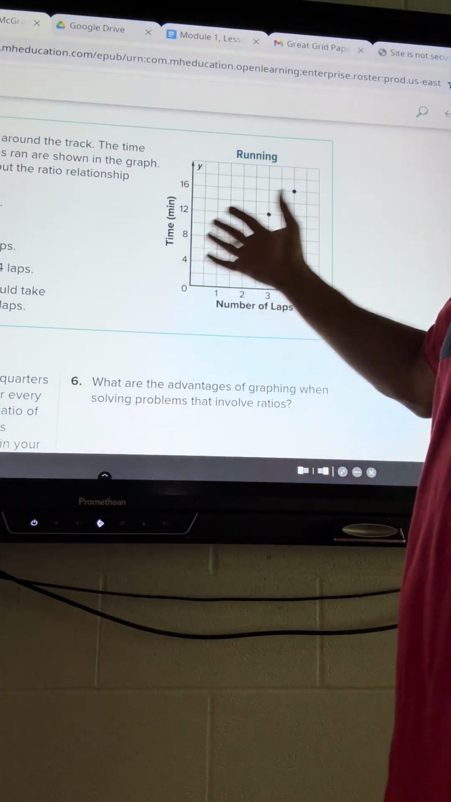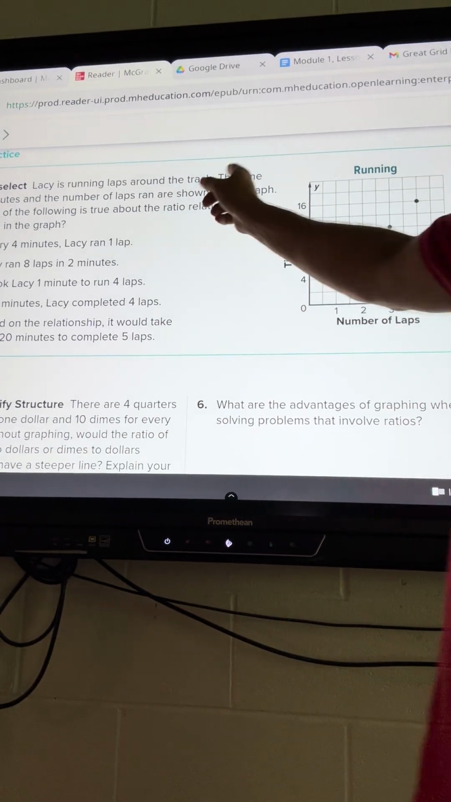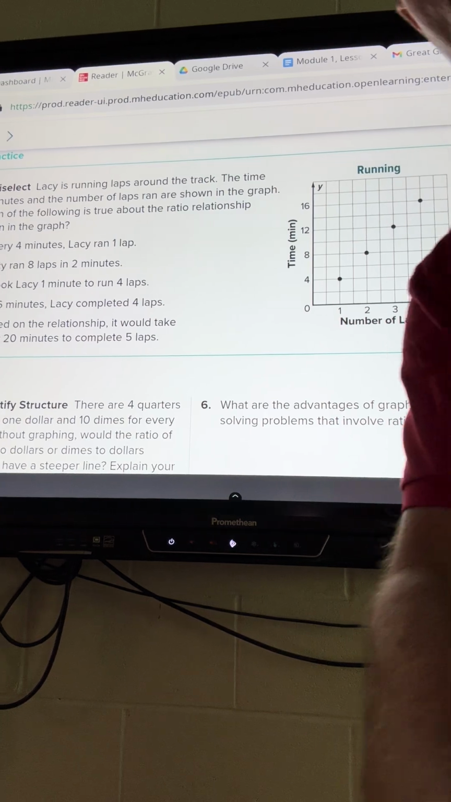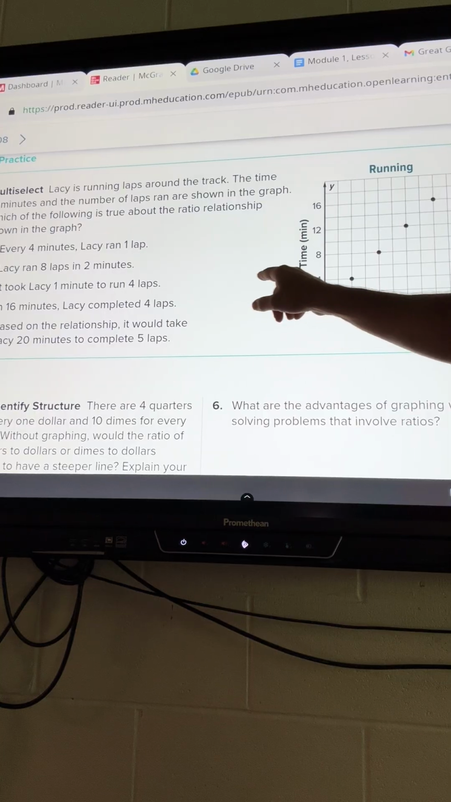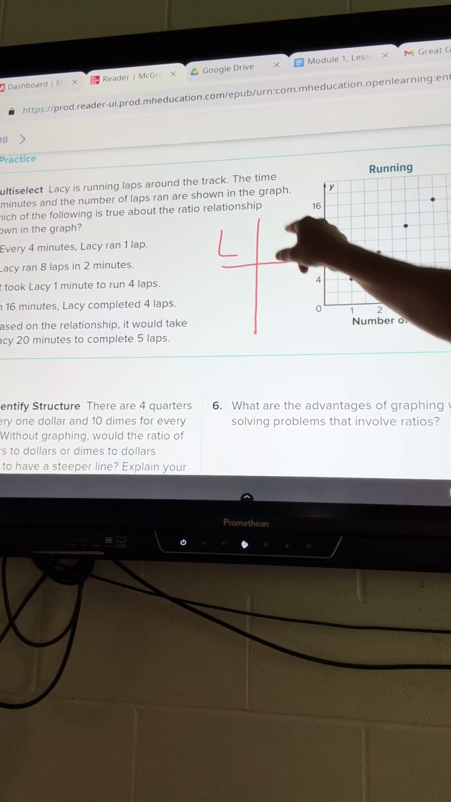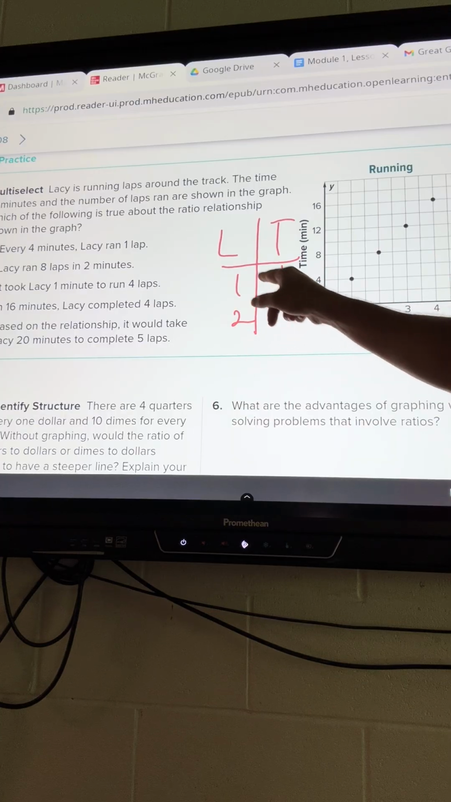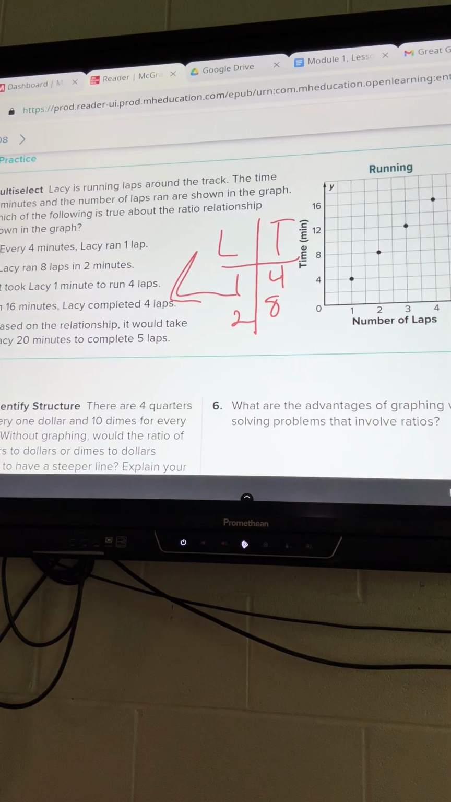All right, you also had to do, on the other page, you did not have to do number 5, but you did have to do number 4. So just take a look at number 4. You're just taking a look at what is on that grid, and then it says, which of the following is true about the relationship shown in the graph? So if you're needing help with the relationship, it always does help to write down the coordinates. You've got number of laps and the time. So it's 1 to 4, and then 2 to 8. So use that to help you determine whether any of these 5 statements are true based on the relationship in the graph.